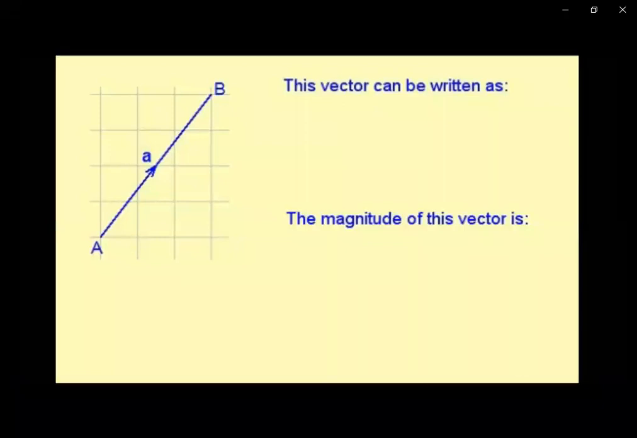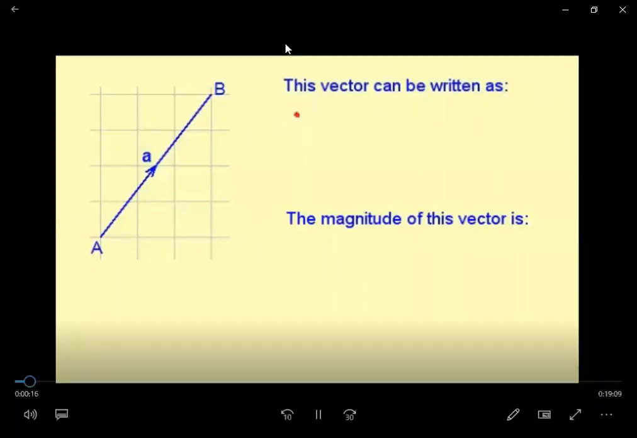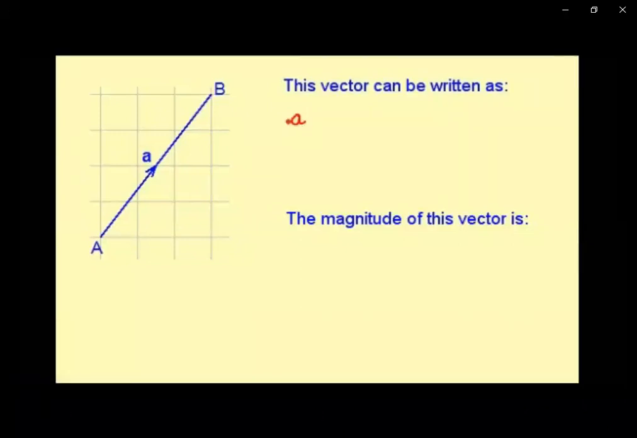This is a vector. The main feature of a vector is that it has magnitude and direction. Now, if this was in text, it would be a bold A. But because I'm using my handwriting, I can't do a bold A, so we underline it to show that it's a vector. It can also be written as AB, and we put an arrow to show the direction of the vector from A to B.